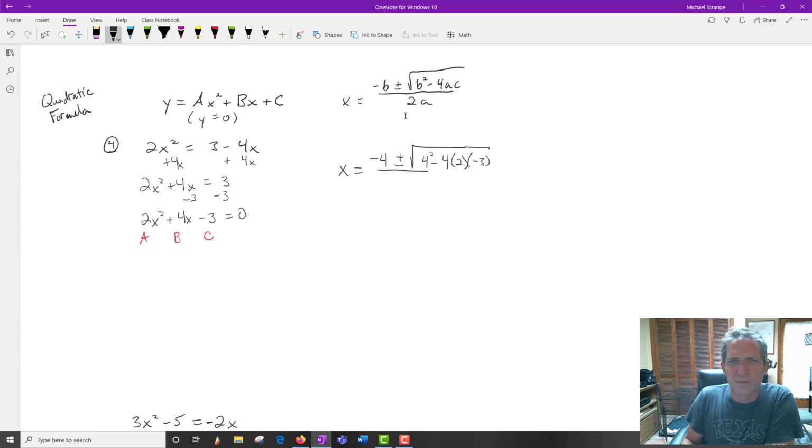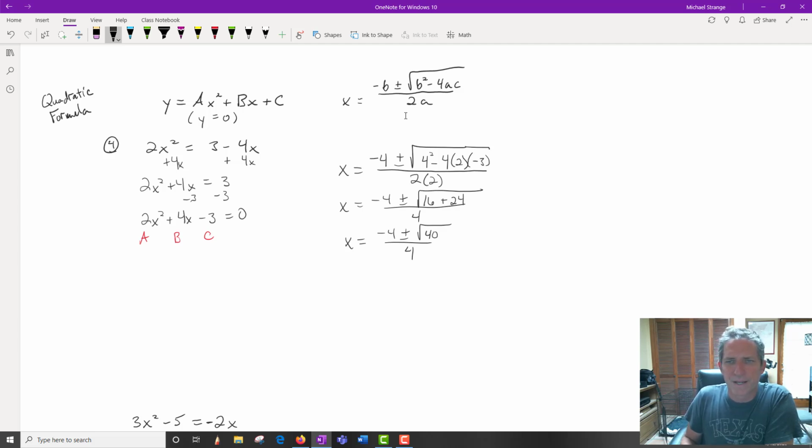Now if you don't bring that negative, you would get a non-real result. You get a square root of a negative. So be careful. This is 2 times 2. a is 2. And now it's just a simplification. So negative 4 plus or minus the square root of 4 squared is 16. There's a negative here, but there's a negative there, so it's going to become positive. And we get 4 times 3 is 12, times 2 is 24. Divided by 2 times 2 is 4. So x is equal to negative 4 plus or minus the square root of 40 divided by 4.